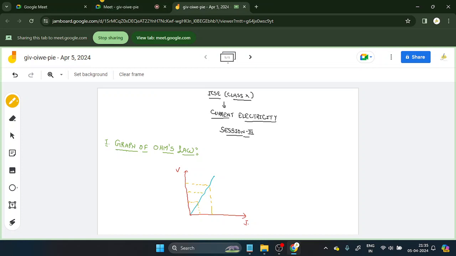So the graph of Ohm's law is basically linear, and this value is the resistance. If I find the slope of this graph, what is the slope? Quantity on y-axis upon quantity on x-axis. So slope equals V upon I, and this slope will give me the resistance. The slope of this graph is going to give me the resistance. Clear?